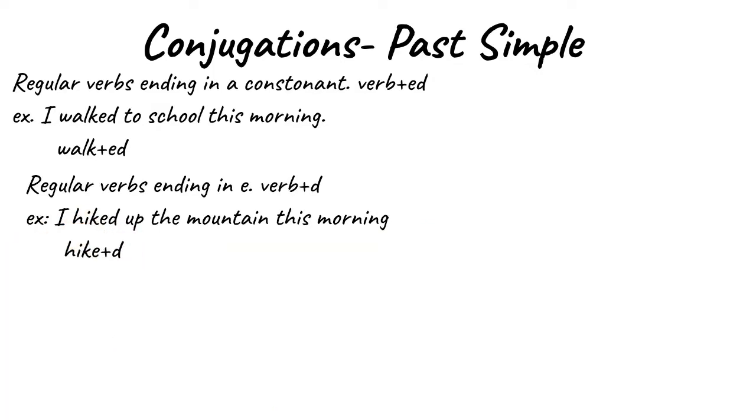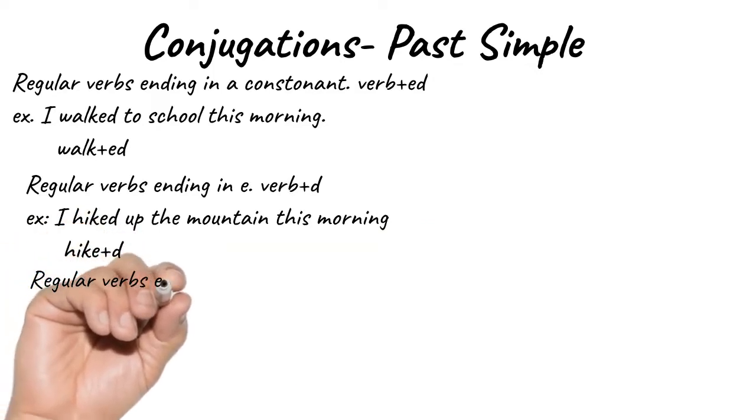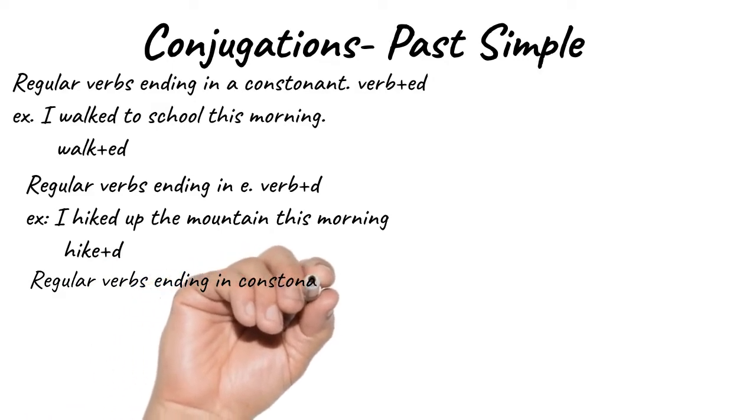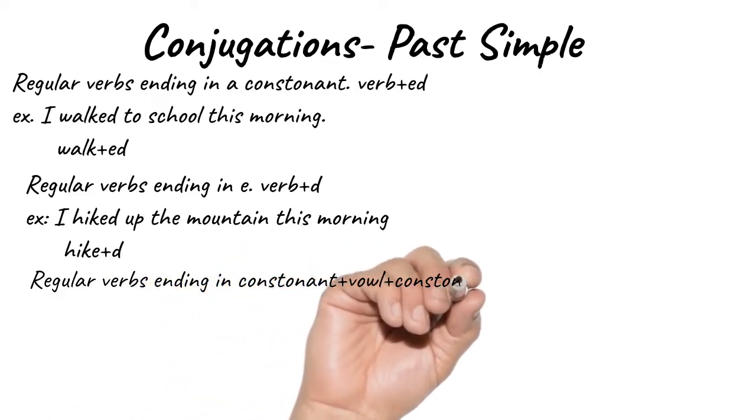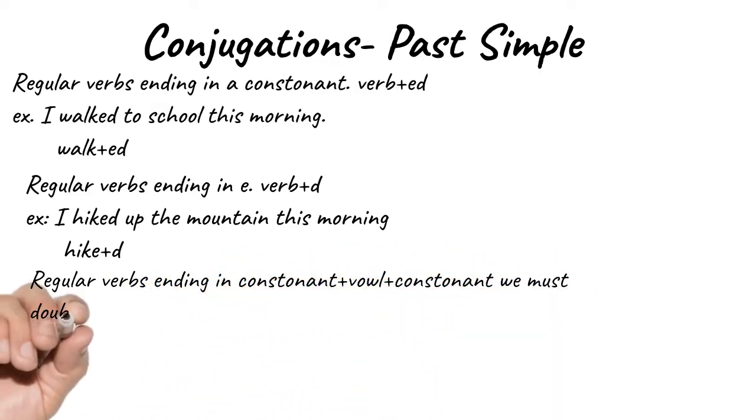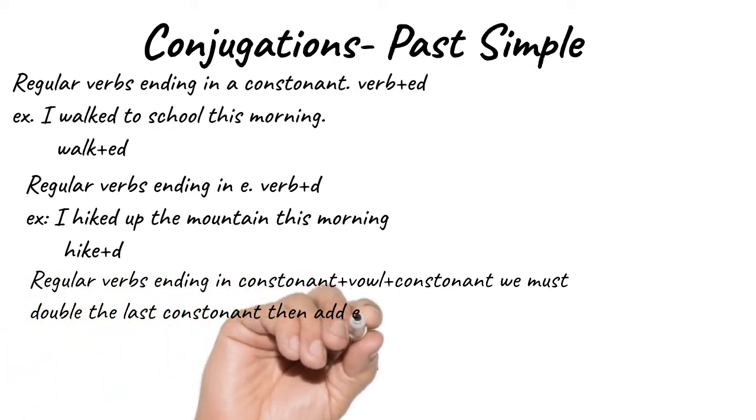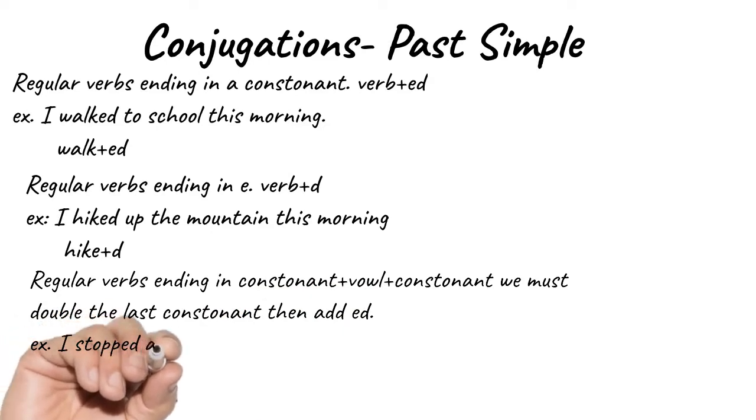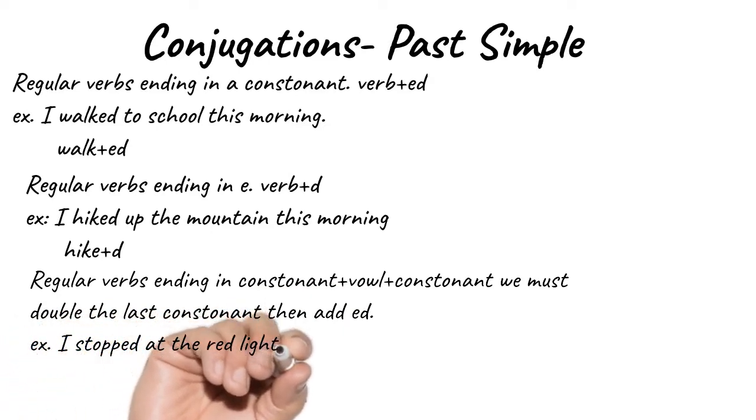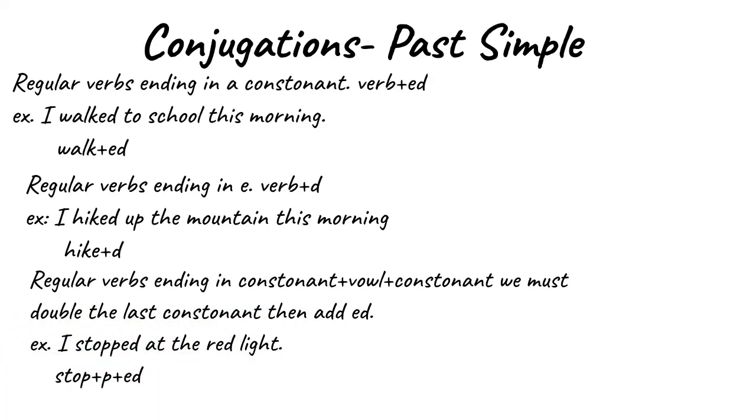Regular verbs ending in consonant, vowel, consonant, we have to double the last consonant. For example, the verb stop ends in p. P is the last consonant, so we must double it and then add ed to create the verb stopped. I stopped at the red light. It shows us that the action of stopping was done in the past.